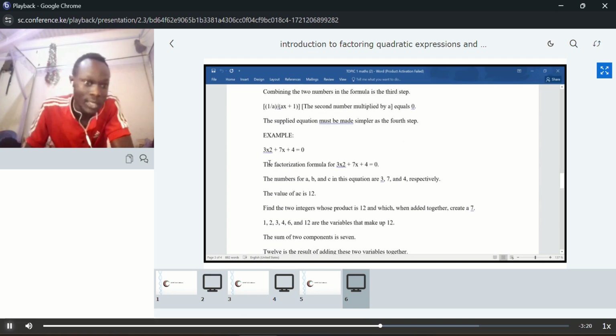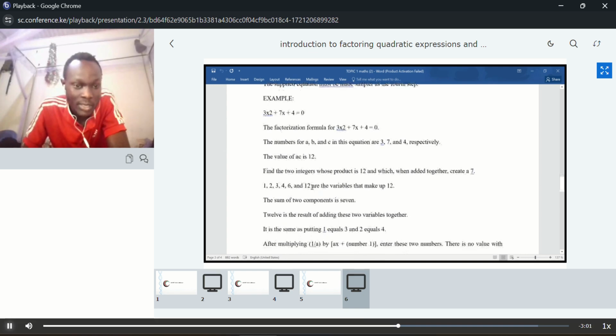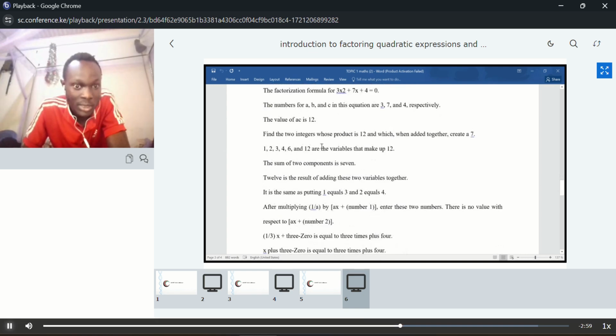Example: 3x squared plus 7x plus 4 is equal to 0. The numbers for a, b, and c in the equation are 3, 7, and 4, respectively. The value of ac is 12. Find the two integers whose product is 12 and which, when added together, create 7.